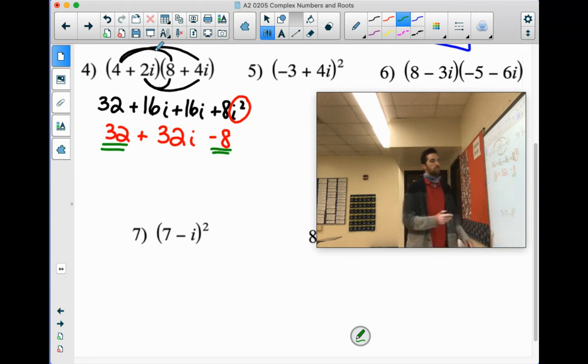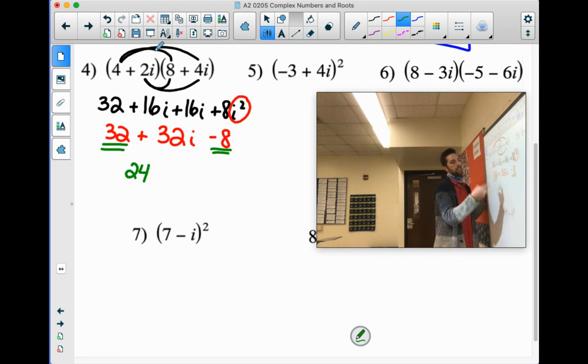But remember, when you're dealing with complex numbers, you need to put the complex number at the end. So it seems weird, but the 32i will actually go at the back. So 32 minus 8 is 24, and then we have the plus 32i. We can't combine anything else. That's all done.